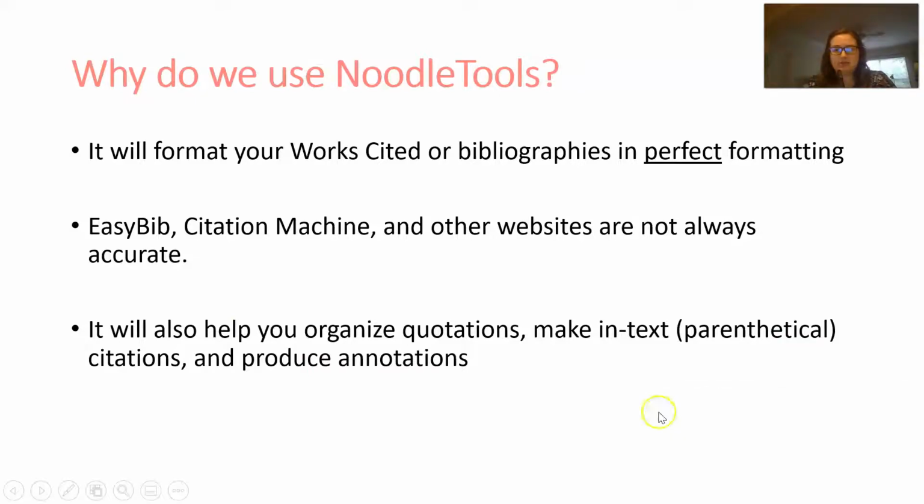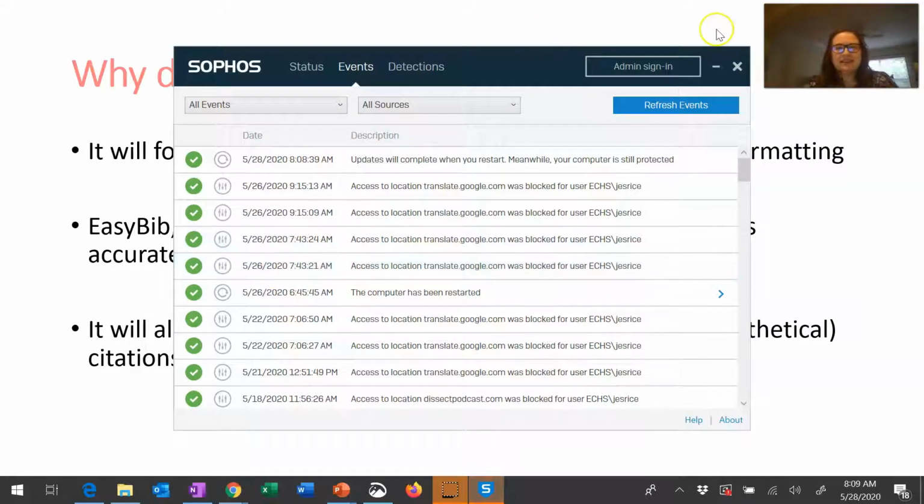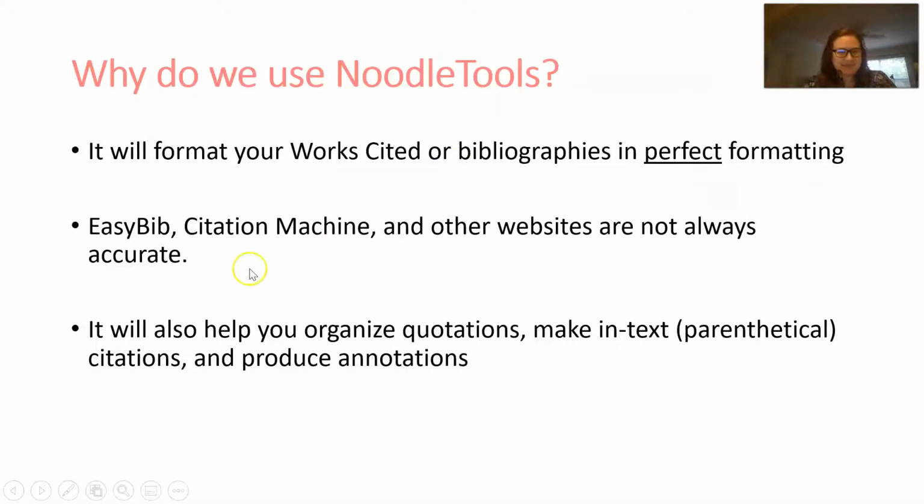Okay. You might have used websites like EasyBib, Citation Machine. What I've noticed is that a lot of times now they're making you pay for it to get the full citation, but they're not always accurate, and I'll show you why in a minute. It will also help you organize quotations, make in-text or parenthetical citations, like when we use the author's last name and page number, and to produce your annotations.